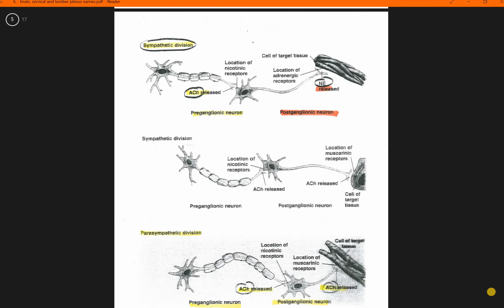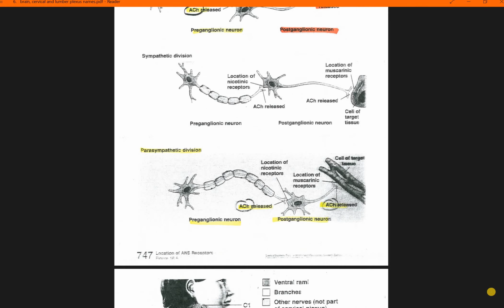Okay, as far as the neurotransmitters, the sympathetic nervous system, so here's your sympathetics, the pre-ganglionic fibers release acetylcholine. The post release epinephrine, norepinephrine. This is what puts you in sympathetics.